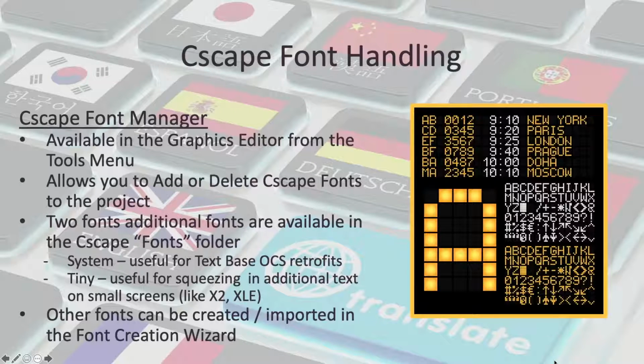Now, if you look in the default installation of Seascape in the fonts folder, you will find a couple of fonts in there. System, which is useful for retrofits of some of our older text-based OCS units. The system font matches the character set for those old displays. And then another one called Tiny, which is useful for squeezing in additional text or numbers on small screen devices like X2s in the Micro Series or the XLE, for instance. In addition to these two FNT files that you'll find in there by default, other fonts can be created or imported using the Font Creation Wizard, and that's what we're going to talk about next.